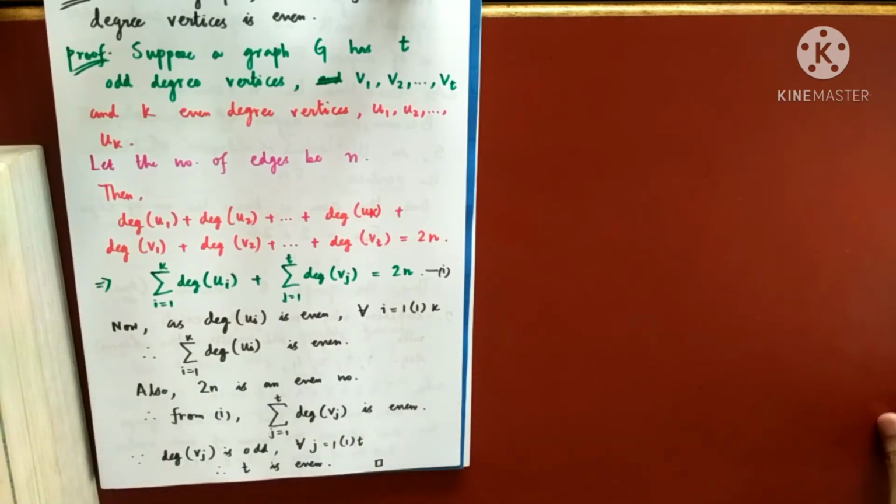Did you get my point? And I may just conclude in one line that hence the number of odd vertices is even. Did you get how I concluded t is even? So this is one theorem that says the number of odd degree vertices in a graph is even.